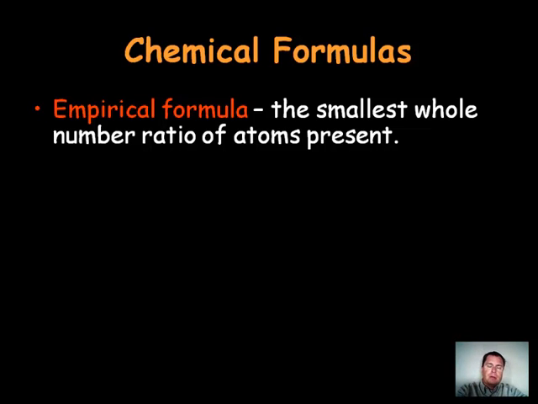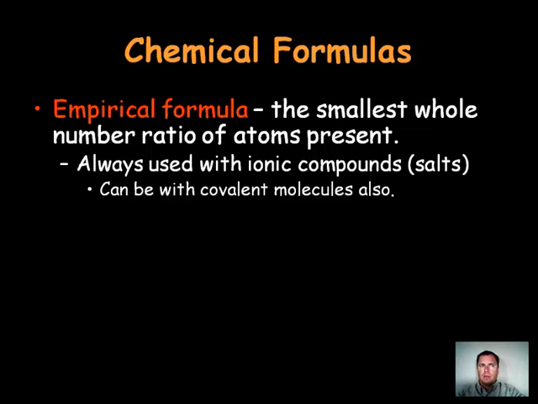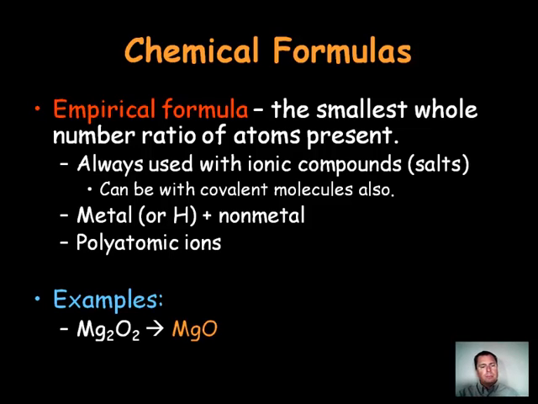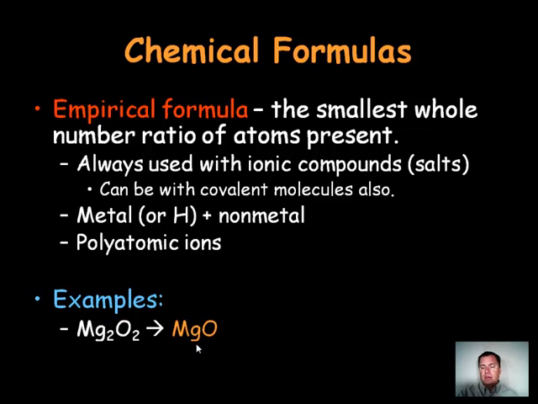Well, with covalent compounds, we'll sometimes do the empirical formula as well. Okay, we always use them with ionic compounds, the salts. We know that already. We can also use them with covalent molecules. The reason is, while some covalent compounds may have different molecular formulas, they're going to have the same empirical formulas. Okay, example of this, Mg2O2. This is going to be our molecular formula. Well, this is magnesium oxide, it's going to be ionic, right? So what we have to do then is take them down for ionic, so it's MgO.